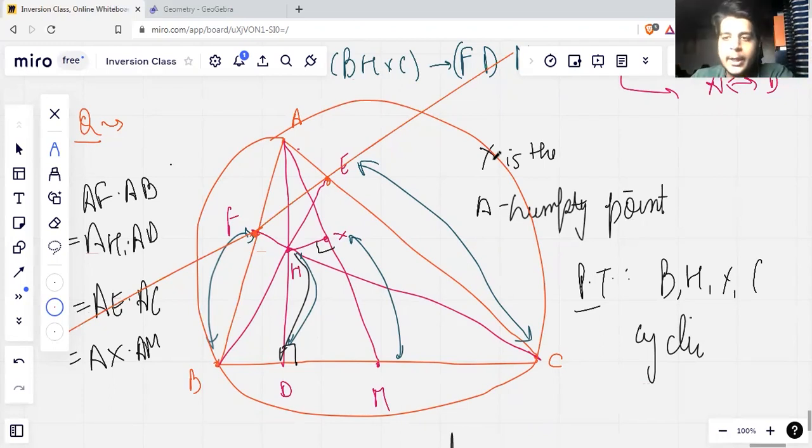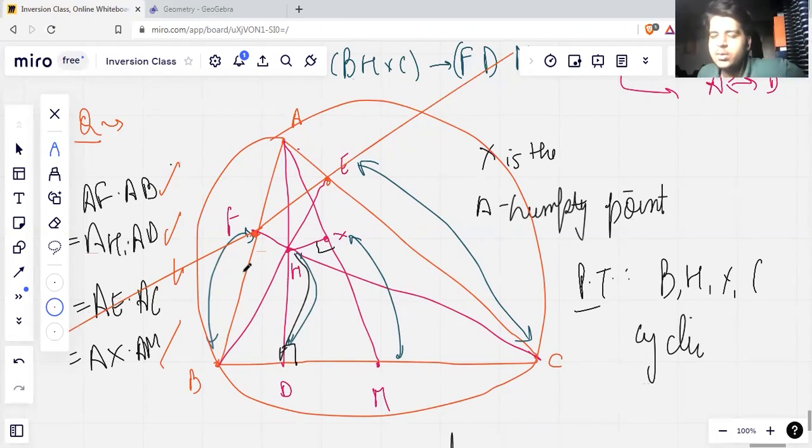So here what we did, we exploited the length AH into AD. It has so many good things with power of a point. AH into AD is this, and then everything goes to each other, and it's very nice. This is what the general idea in all these inversions is.